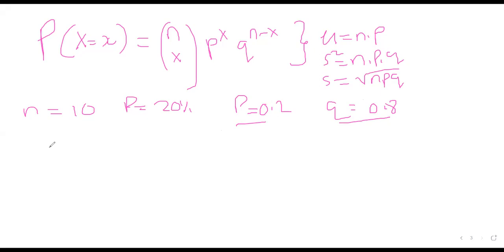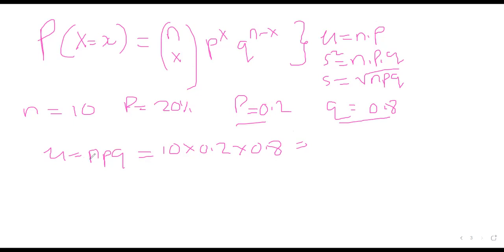Then how do we find the mean? The mean is NP. So our N is 10, our P is 20%, and our Q is 80%. So our NPQ is what? 10 times 0.2 times 0.8, which is 1.6.